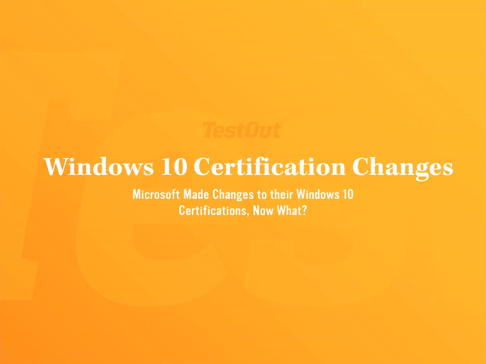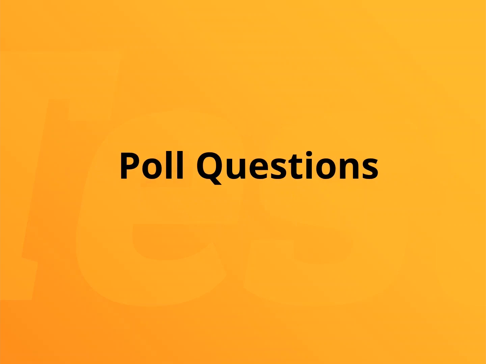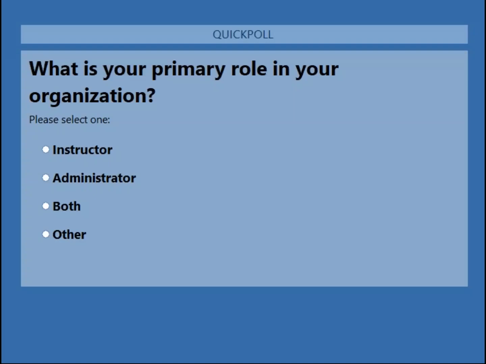To start our webinar today, we would like to give you a couple of poll questions to respond to so that we can get to understand who you are a little bit better. The first poll question is, what's your primary role in your organization? And the second poll question is, do you teach a Windows 10 course? So we'll give you a minute here to go ahead and answer those poll questions.